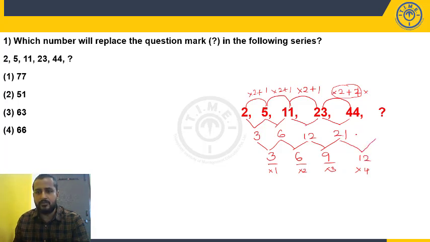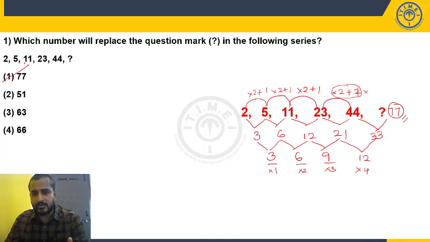So 21 plus 12, 12 plus 9 is 21. 21 plus 12 is how much? 33. So to get the next number, 44 plus 33, which is equal to 77. So the correct answer for this question is 77. These are the exact questions which are given in the exam.